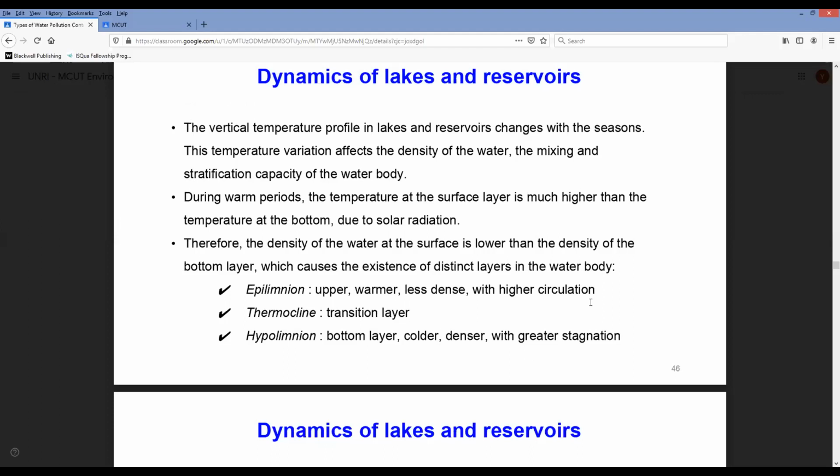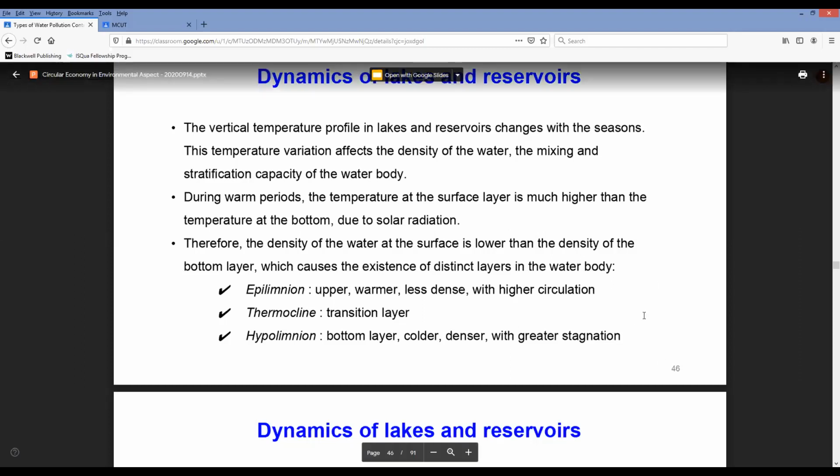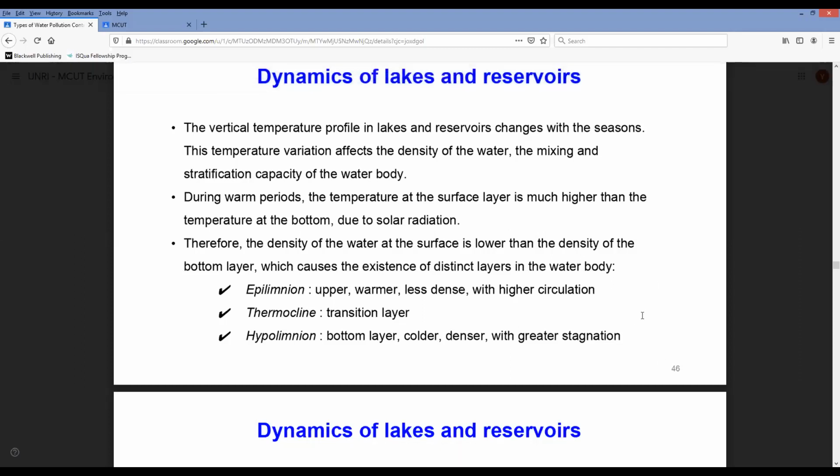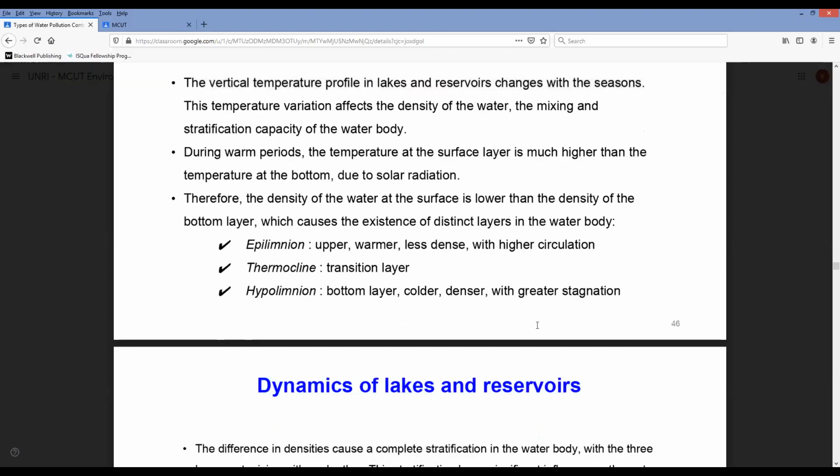Okay, the first one is called the epilimnion. This is the upper, warm layer. And then the thermocline is a transition layer in the middle. The next one is the hypolimnion, which is in the bottom layer and is cooler, because the light is not able to penetrate so deep. That's why the bottom of the lake or reservoir is usually cold. Okay, next please.